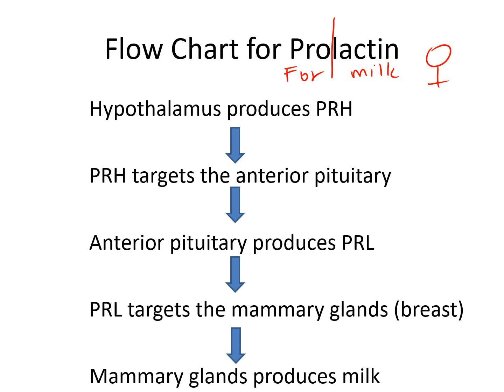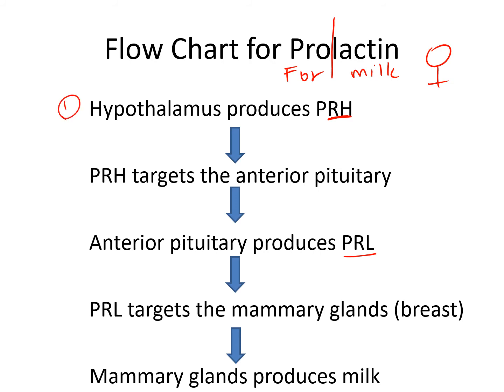When do females produce milk from the mammary glands? When babies are present, right? So after pregnancy, baby's been born, baby's nursing, that's when we expect to see milk production. So prolactin releasing hormone is needed then. It stimulates the release of prolactin from the anterior pituitary. And of course, prolactin targets the mammary gland to produce milk.